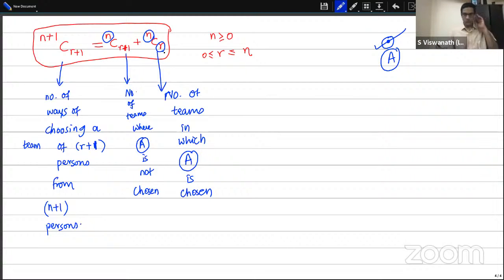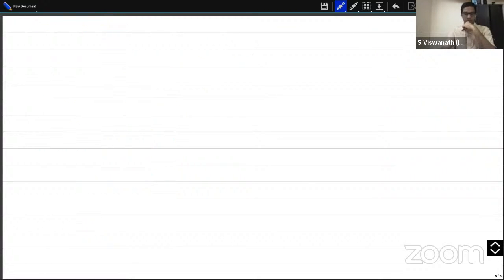There are many identities that the binomial coefficients satisfy, and quite a number of them can actually be proved in a similar fashion. You can just construct some nice bijections. Okay, any questions on this? Okay, let me go ahead.